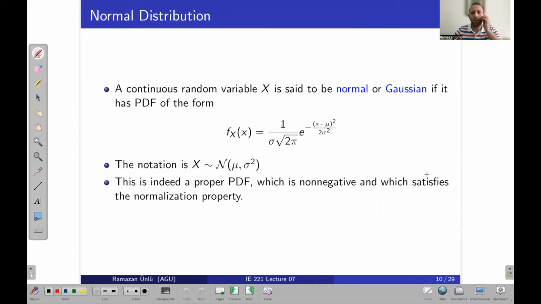A continuous random variable X is said to be normal or Gaussian if it has a PDF of the form with an exponential function. So this is the PDF of the normal distribution. We use the notation that X has the normal distribution with parameters mu and sigma squared. This is the mean and this is the variance. So the normal distribution has two parameters: the first one is mu and the second one is sigma squared.